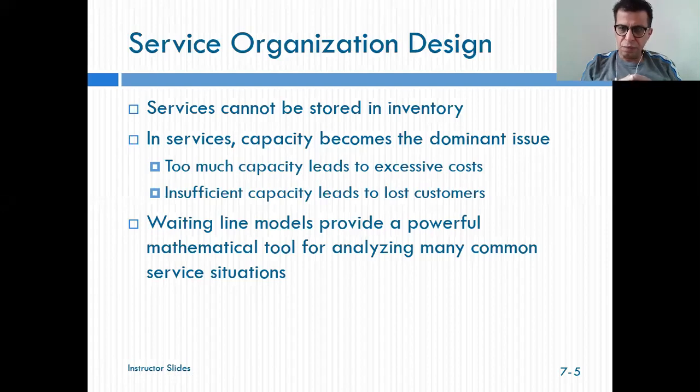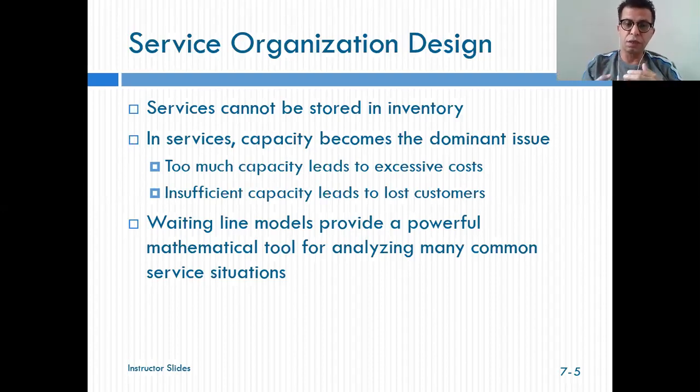So the capacity becomes more crucial. You don't have inventories, and if you have 10 service providers and only one person coming in, you might face a problem. And if you have one person providing the service and 10 people come in to get the service, you also might face a problem. Too much capacity leads to excessive cost. Insufficient capacity leads to customer cost. So you need to balance these two together: enough capacity, enough manpower to provide the service for enough customers.